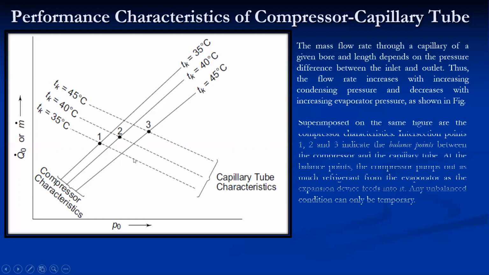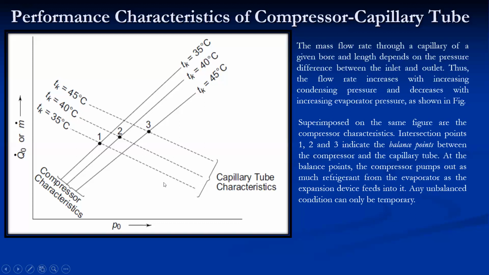Now, for the same evaporator temperature or evaporator pressure, suppose the condensing temperature increases, that is from 35 to 40 degrees Celsius. So what will happen? The mass flow rate increases, because as the condensing temperature increases, the pressure difference across the capillary tube increases, and consequently the mass flow rate increases.